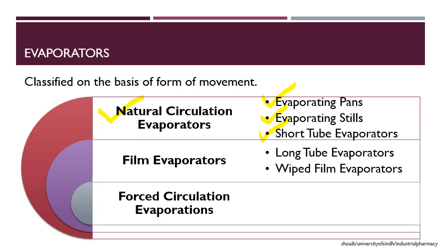The second major type is the film evaporators. The basic phenomenon is that these evaporators spread the liquid into films, and that's why there is rapid evaporation. These have been classified into two major categories. Number one is the long tube evaporators, and second is the wiped film evaporators. The last category is the forced circulation evaporators.